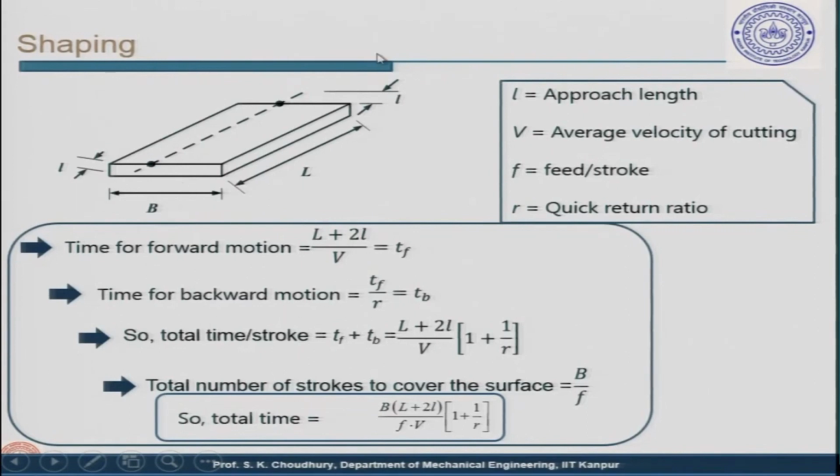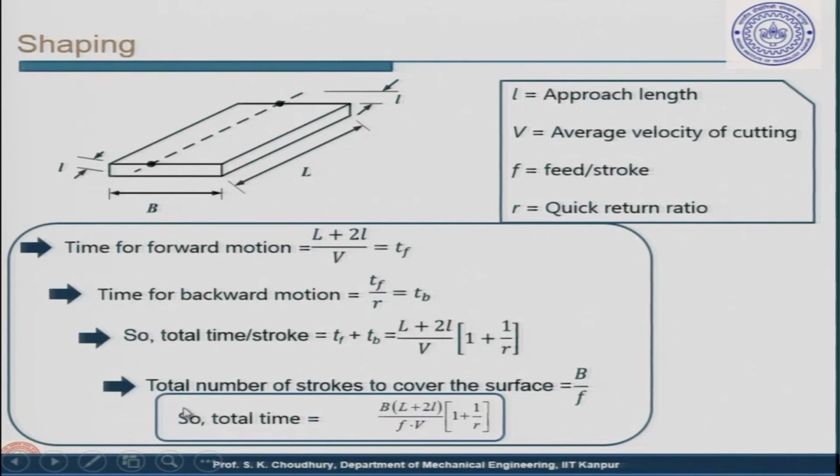Now, the time for backward motion will be faster, and how fast it will travel depends on the quick return ratio. So, the time for backward movement will be T f, the forward motion time, divided by R, and let us designate this by T b. Therefore, total time per stroke will be forward motion plus backward motion. This will be (L plus 2l) by V, taking the common factor, times 1 plus 1 by R.